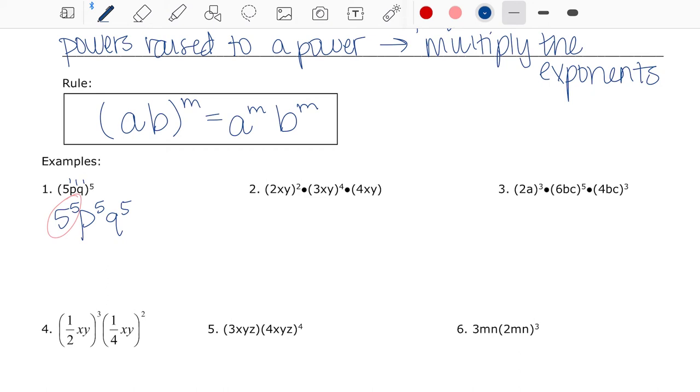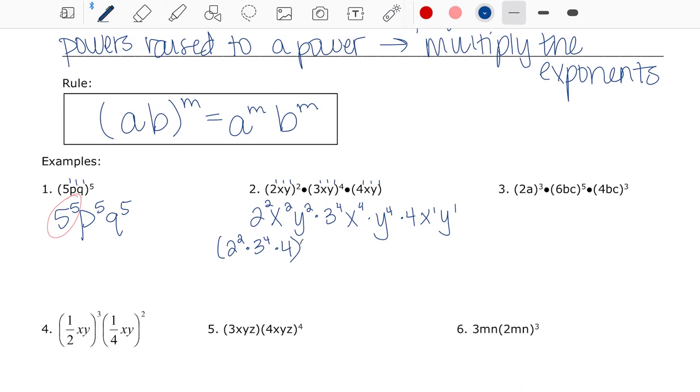For number 2, our exponent on 2x and y is 1, 3x and y is 1, and 4x and y is 1. And again, exponents raised to other exponents, that's when you multiply them. So this becomes 2 squared, x squared, y squared, times 3 to the 4th, x to the 4th, y to the 4th, and then times 4, x to the 1st, and y to the 1st. So I'm going to regroup my coefficients out front. So 2 squared times 3 to the 4th times 4.